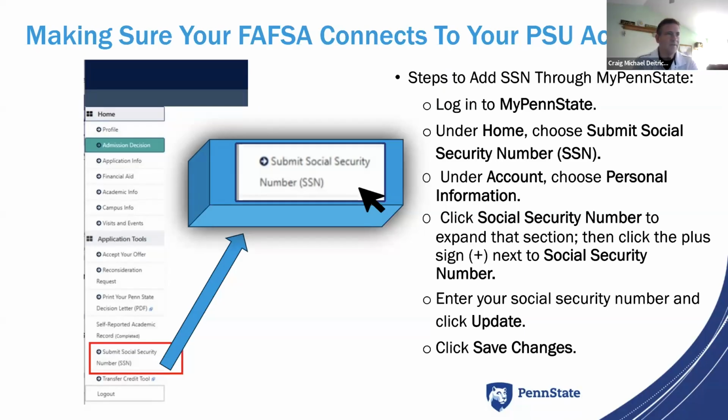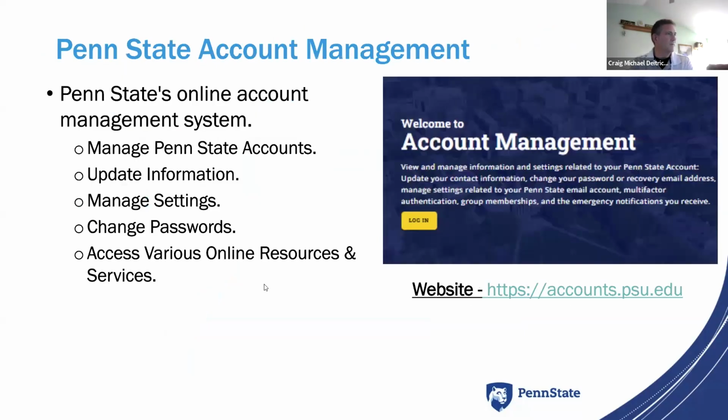So again, once you get that My Penn State account access set up, we encourage you to log in there, check and make sure your social security number, everything is in there. So that way, once your FAFSA comes in, everything should be good to go. This can also be done through the account management system at Penn State, which is accounts.psu.edu. Lots of other information in this system where you can update other basic information. You can manage settings, change passwords, access other various online resources and services. So a lot more that you can do through account management, but you can update the social security number there as well.